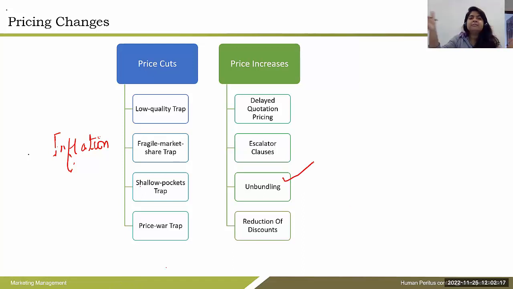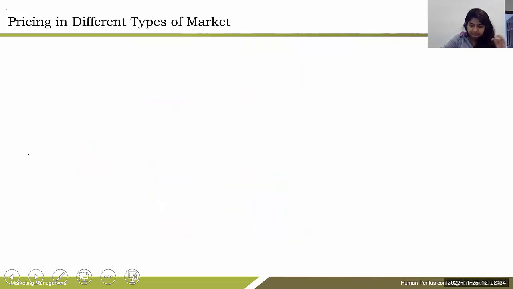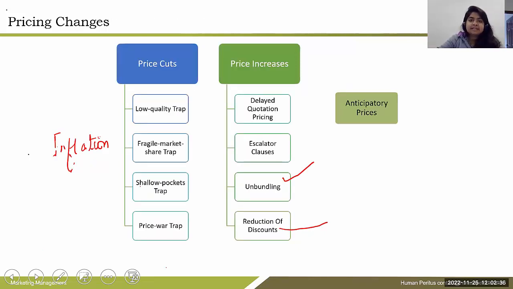Unbundling, removing. Instead of selling items as groups, you're selling them individually. Okay, this will be charged at this, this will be charged at this, and I'm not giving any discounts. Reduction in discounts, as the name suggests, means no discounts are offered. Anticipatory prices. Sometimes the seller anticipates the prices of the future, because we're expecting future inflation to be this much. So I'm already anticipating: instead of selling it at 100, let me sell it at 120 because it's going to cover my inflation. Anticipate the future and then decide the price.